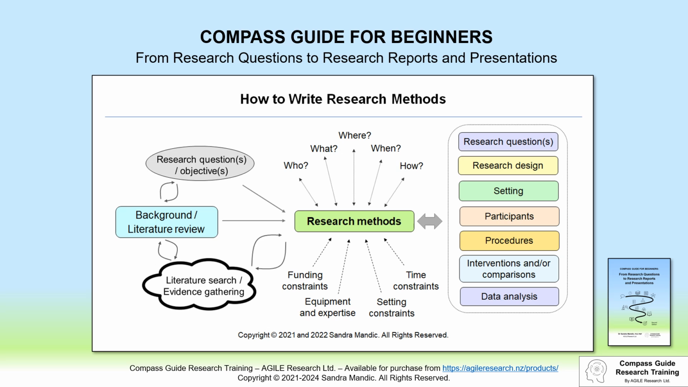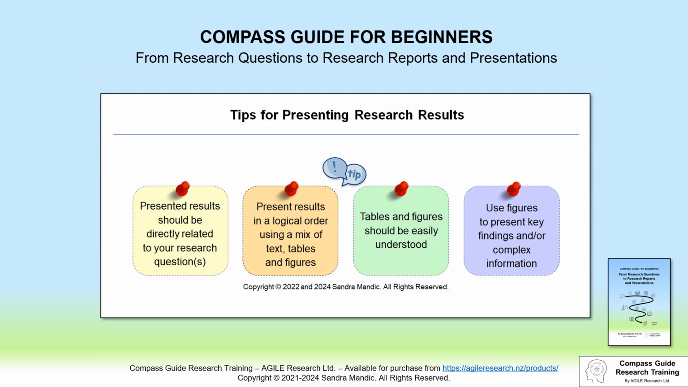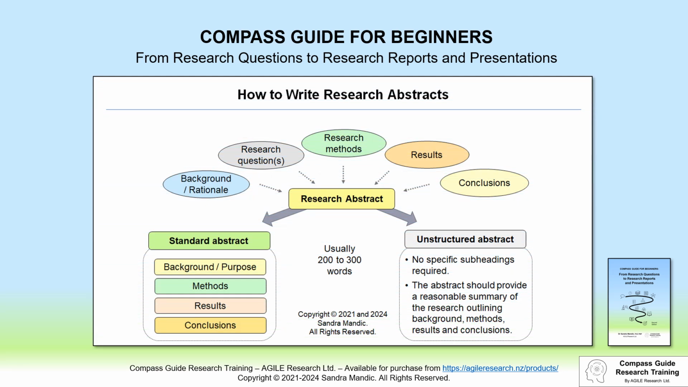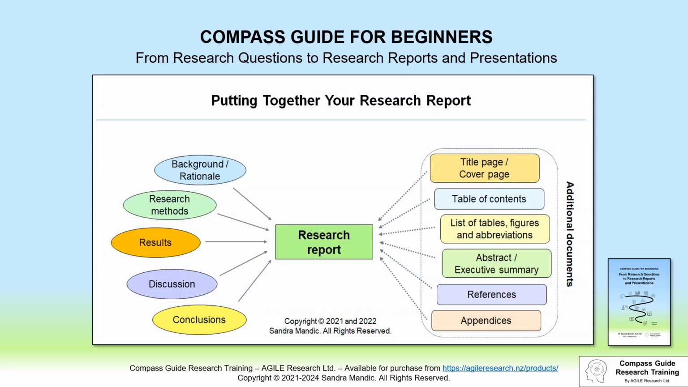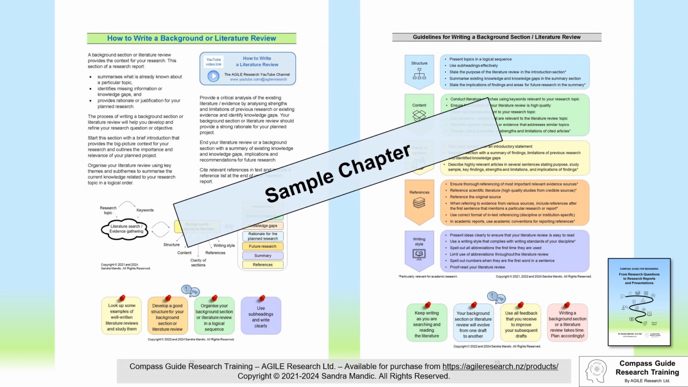Like other Compass guidebooks, this book is written in a unique and user-friendly writing style, with guidelines, tips, and suggestions. The book contains 30 infographics and links to 10 short Compass Guide research training videos, which are available at the AGILE Research YouTube channel. You can choose to check out sections relevant to your stage in the research process, and you can keep coming back for tips and suggestions at different stages of your research journey.